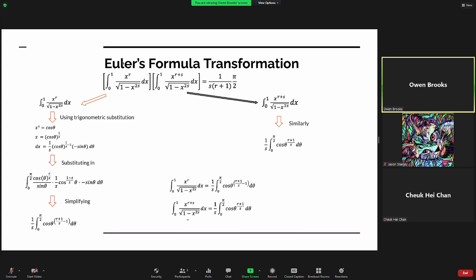So now we're going to come from the Euler's formula side of things and start to transform this. So this is Euler's identity or Euler's formula. For this bracketed term, we do another trigonometric substitution where x to the power of s is equal to cosine. And then just substituting, we end up with this. And then it's almost exactly the same for this right-hand bracketed term. We end up with this.